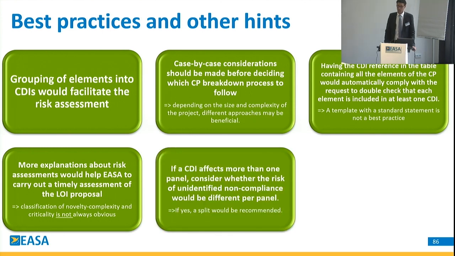If a CDI affects more than one panel, consider whether the risk of an unidentified non-compliance would be different per panel. So if it's different per panel, a split of the CDI would be recommended. Maybe it's still one CDI, but you make a risk class per panel in this case, or you make even different CDIs out of it. That's your choice. But identify the panel's risk class if they are not the same.